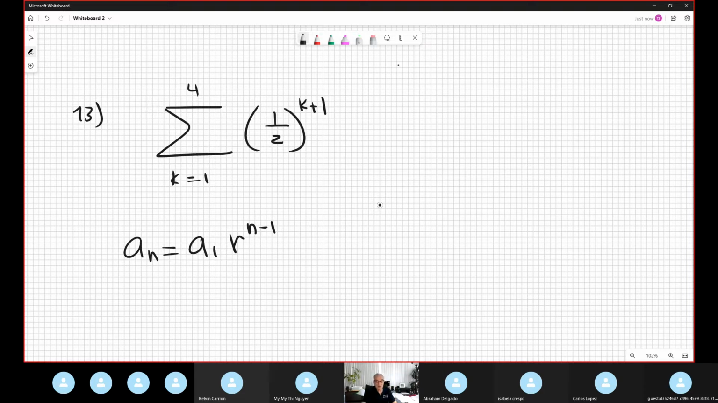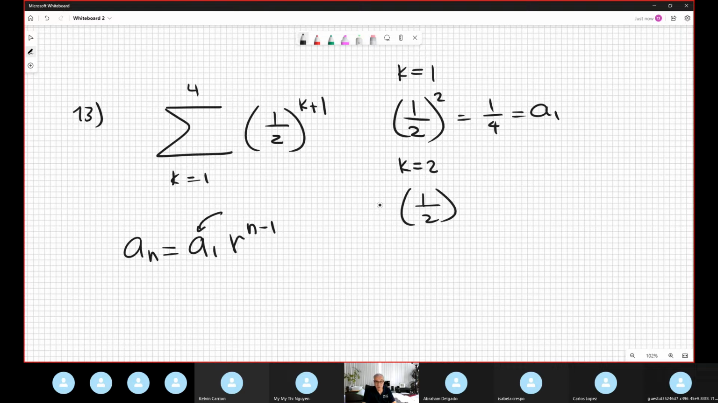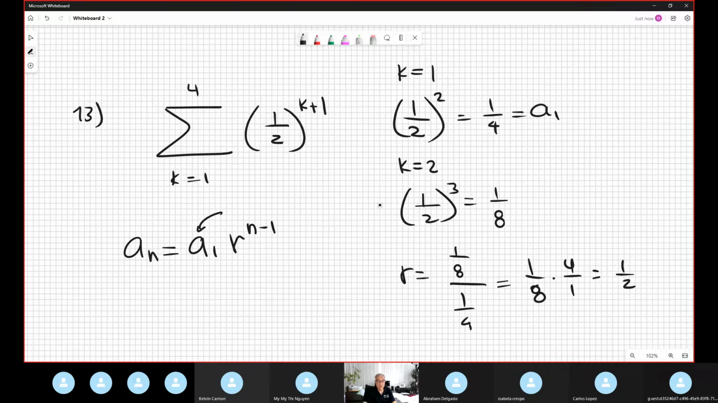You evaluate at k equal 1. It's 1/2 raised to the 1 plus 1, which gets 2, is 1/4. And it's my first element. This is A1. And for the common ratio, you evaluate one more. You know it's geometric because it's exponential. So 1/2 raised to the 2 plus 1, which gets 3, is 1/8. Now the common ratio is 1/8 divided by 1/4. It's 1/8 times 4/1, which is 1/2. Wow, it's 1/2. This is my common ratio.